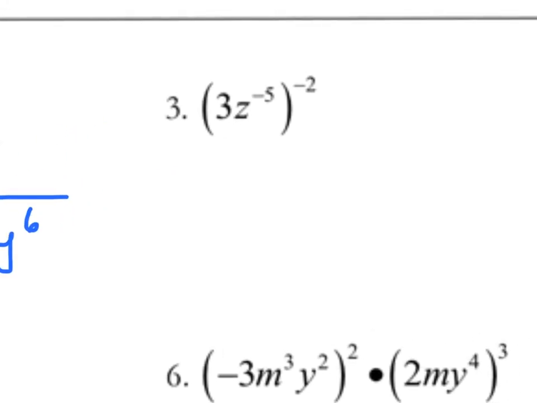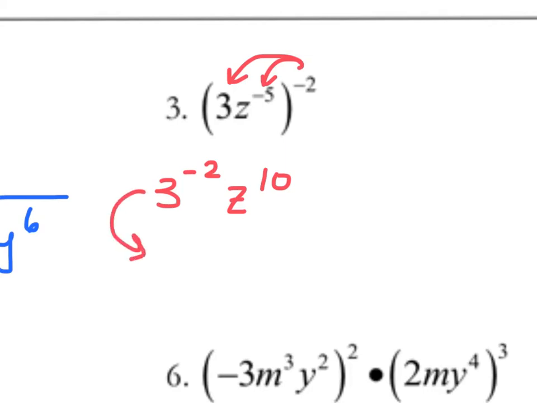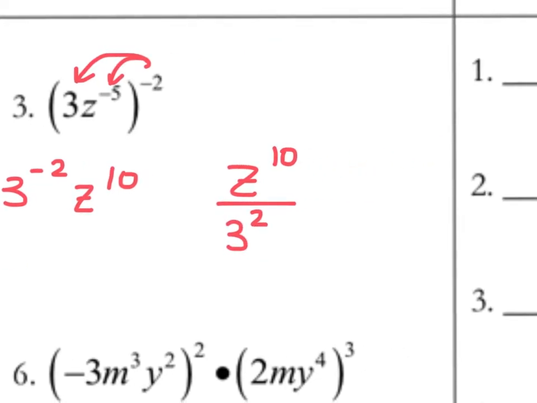Next one. Distribute the -2. We got 3 to the -2, z to the +10th. Okay, this 3 to the -2nd's got to go downtown. I don't know why I'm saying that, but it seems cool. We got z to the 10th over 3 squared. 3 squared is 9. So final answer, z to the 10th over 9.